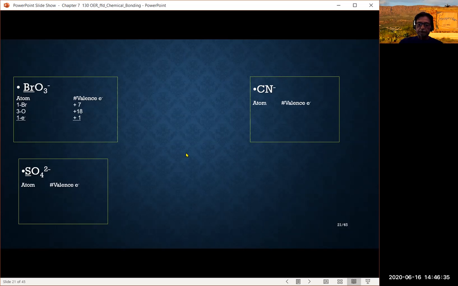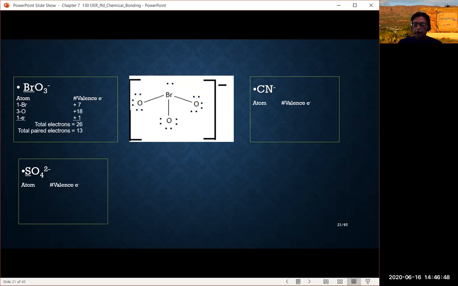All right, so then it gives us 13 pairs. We can very quickly put bromine in the center, put in the 3 oxygens around it, okay? And we end up with a lone pair on the bromine, okay? Its general formula is still AB3E, and we can look at the structure on that. Don't forget the brackets with a negative charge.